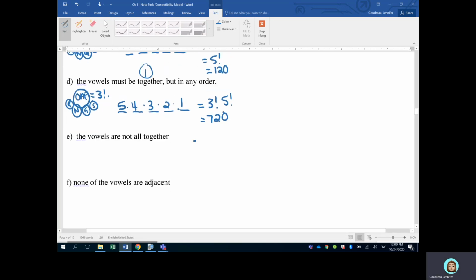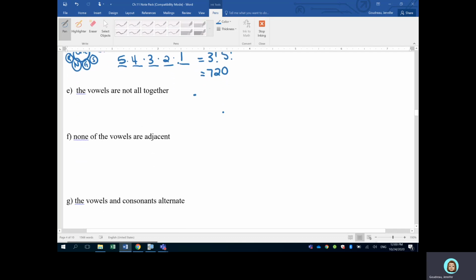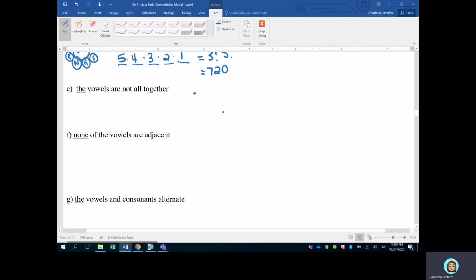E, the vowels are not all together. So what we need to do is we need to interpret what that means. Not all together means I can have some of them together. So I might have the O and the E together. I might have the E and the A together. We have lots of different options for putting the vowels together. And instead of figuring out what all the options are of having two vowels together, we're going to come at this from kind of a backwards way.